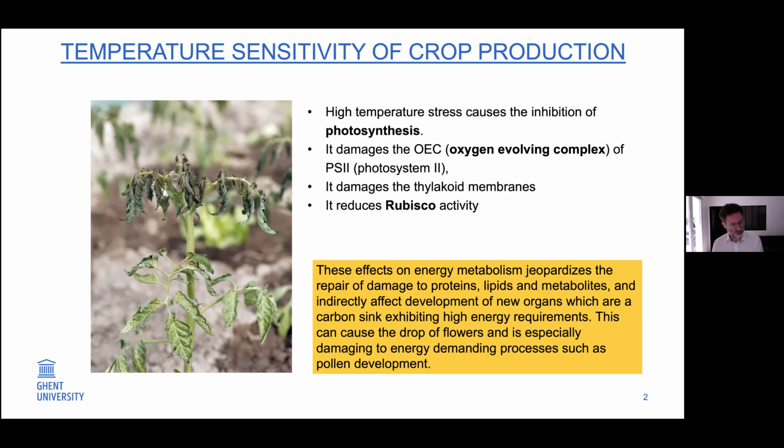A major consequence of that is that plants will stop growing, and it will also cause damage to, for example, development of flowers. Any other process that requires a lot of energy will be stopped or damaged. For example, the production of pollen is one of such processes that require about 10 times more energy than, for example, a regular growth process in the plant.